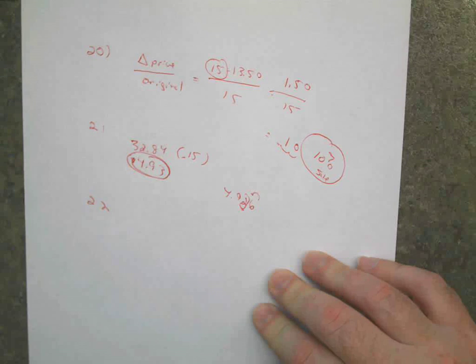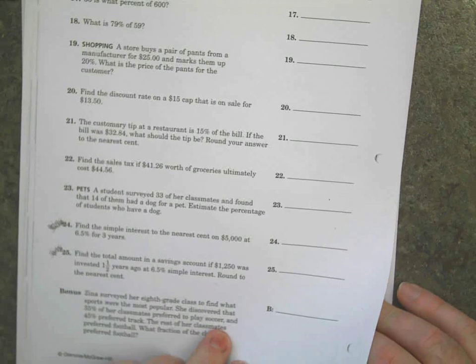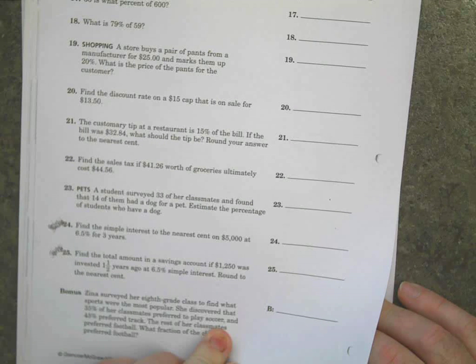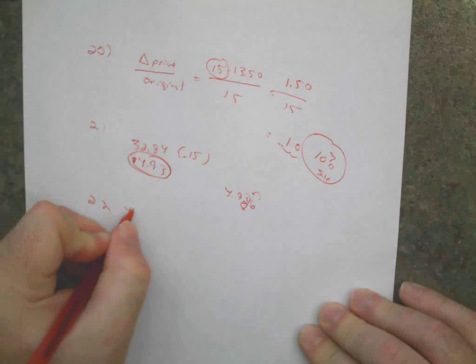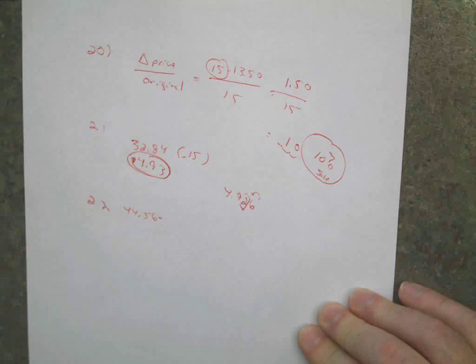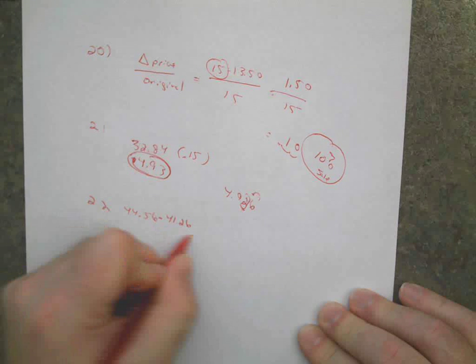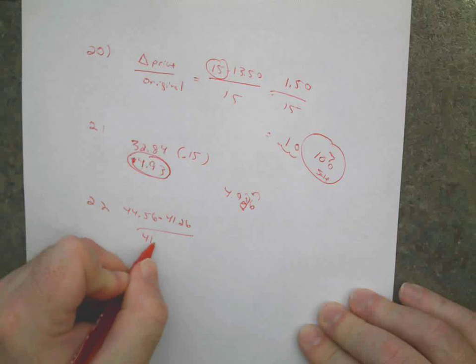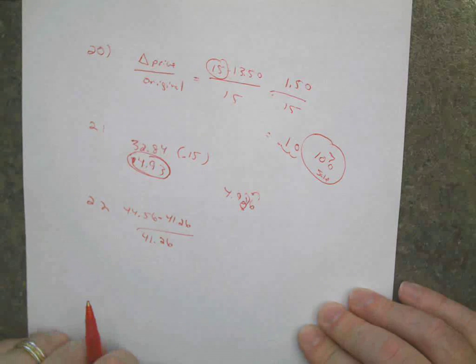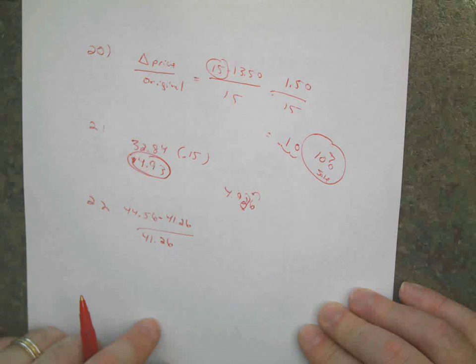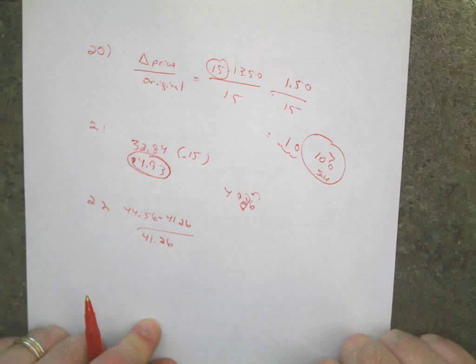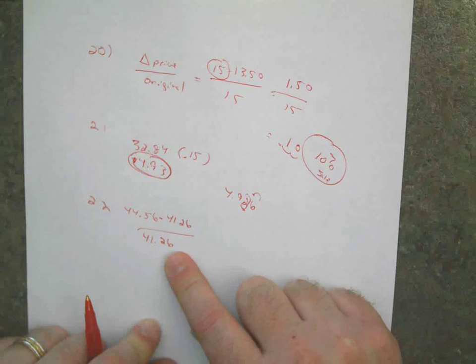Last but not least, question 22. 22 says, find the sales tax if $41.26 worth of groceries ultimately cost me $44.56. Now, all this is change in increase or decrease. It's being increased. So I'm going to say $44.56 minus $41.26 divided by $41.26, because that's my original amount. My original amount is the first amount. So it's kind of a little play on the very first question where 15 was used. Your original amount is $41.26.